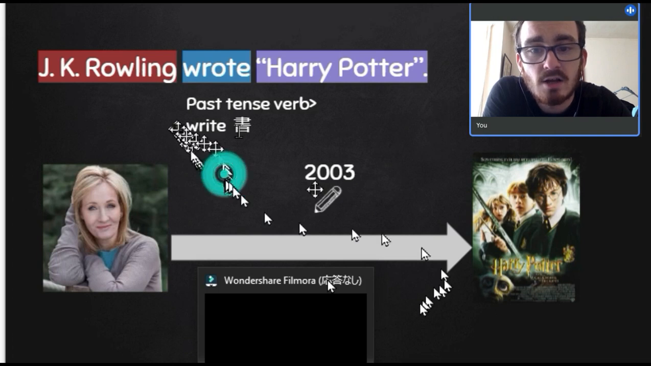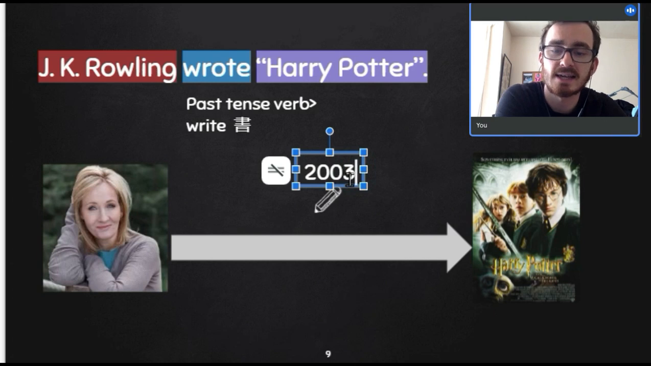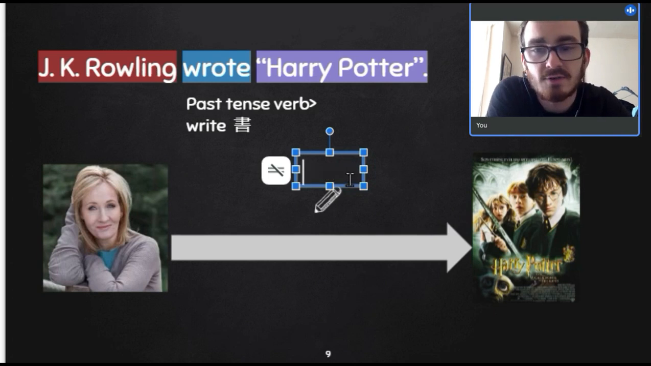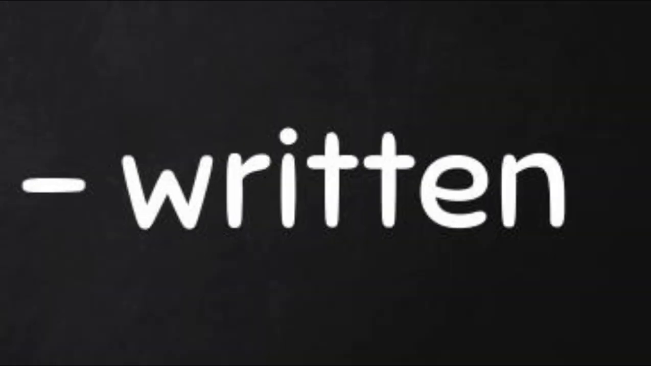You see, it's the past tense here. J.K. Rowling wrote Harry Potter. We know this was in the past, being 2003. That's for the film. I think the book was a little bit earlier. She wrote Harry Potter in the past. Wrote is the past tense of to write. Write, wrote, written.